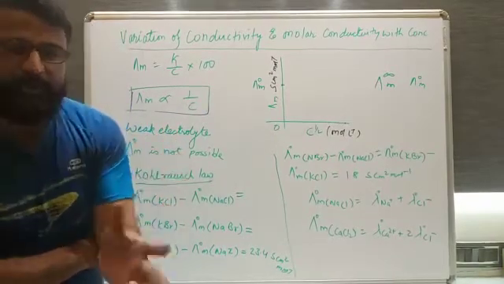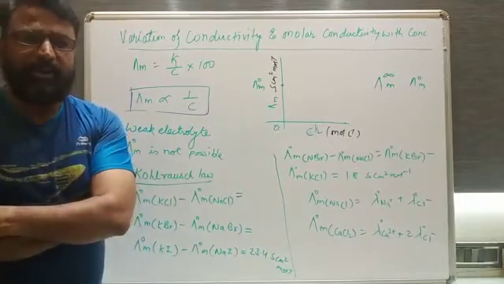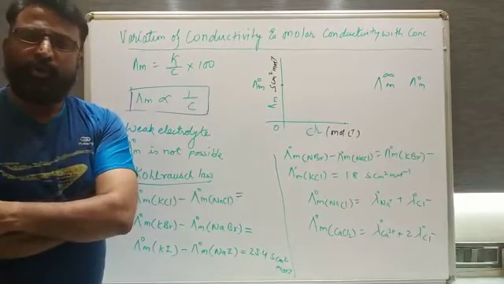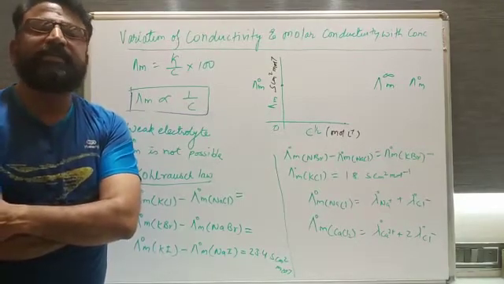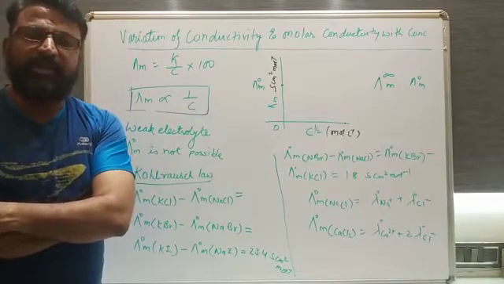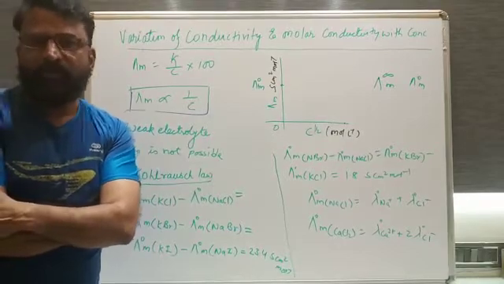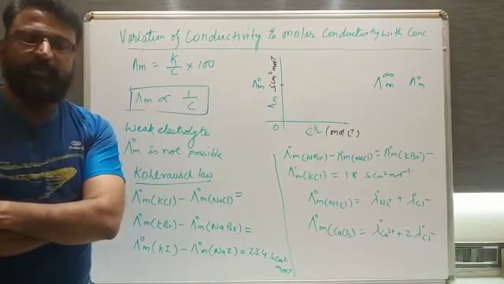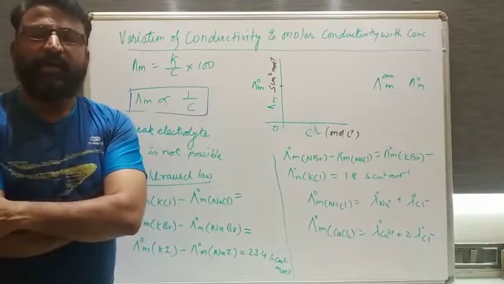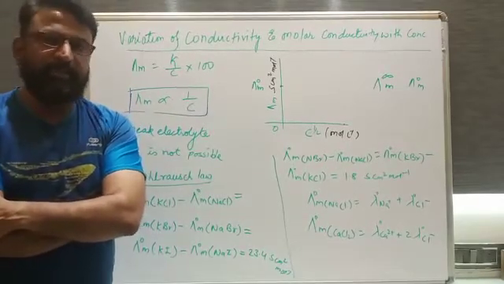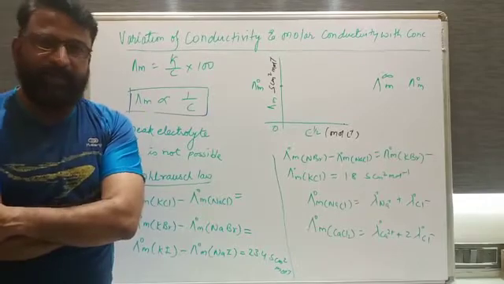Is it clear, students? So from that, he concluded that it is not the whole salt which participates in determining the limiting molar conductivity. It is the independent ion, the individual ion, which is responsible for that limiting molar conductivity. That is why he called it independent migration of ions. So this is called the Kohlrausch law of independent migration of ions.